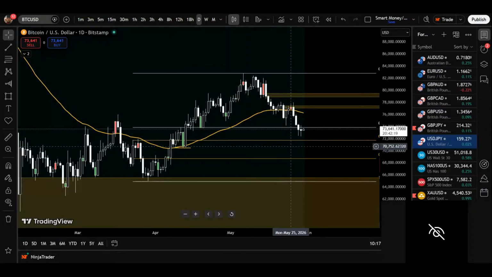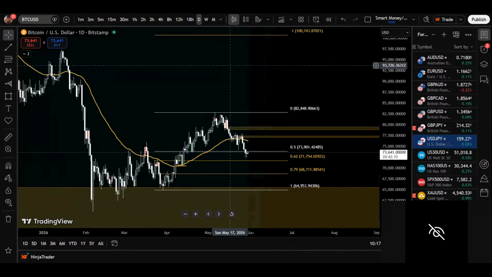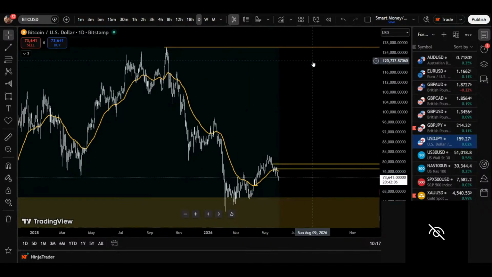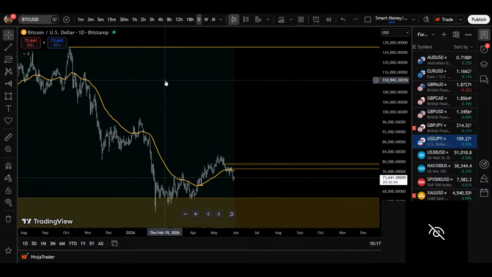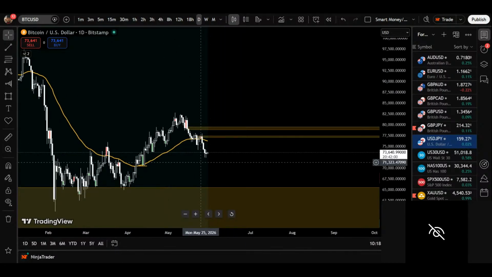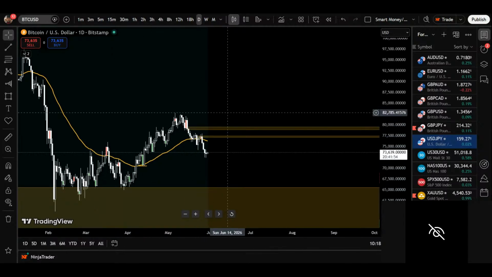I am looking at price to come down and sweep these lows in this zone. Then we're gonna see what happens. But I think Bitcoin is getting ready to make a major move. Y'all heard it right here. It might have already started its uptrend from here. Right now, it's just pulling back. But Bitcoin is getting ready to make a major move.